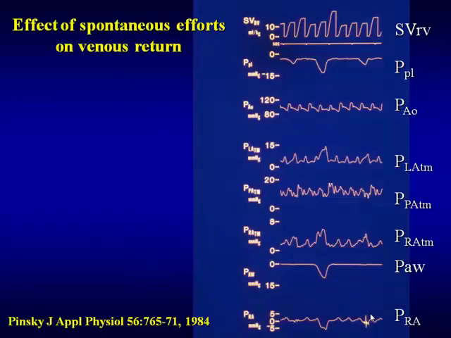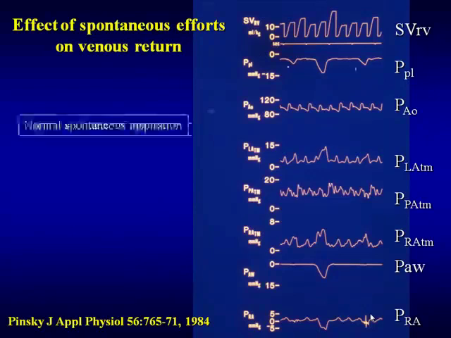So this is a pretty slide. This is the effects of spontaneous efforts, including an obstructed breath. At these points here, we have a spontaneous breath. As you can see, with a spontaneous breath, pleural pressure falls, causing the right atrial pressure to rise a little bit. There's no change in airway pressure.